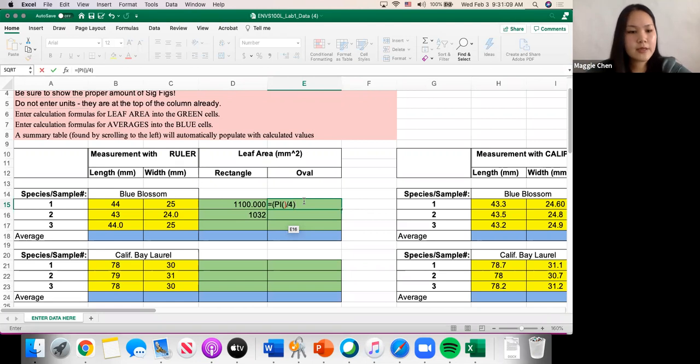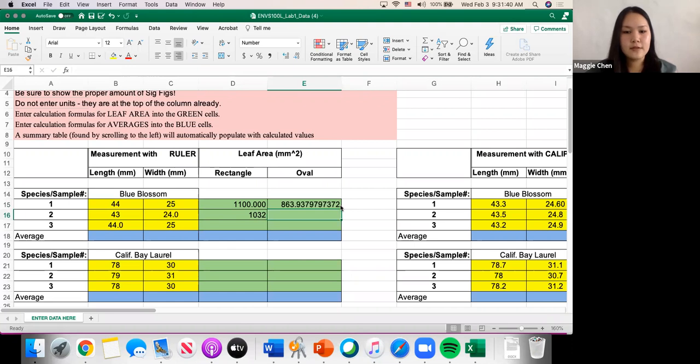And now we're going to multiply this by length and our width. So again, Shift 8 to get our asterisk, our multiplied by. We'll select the 44 millimeters again, and we'll get that asterisk back in to multiply again by the width, our 25. And once we're at this stage, it's basically pi over 4 times length times width, and we can hit enter. And that will give us our leaf area for our oval.